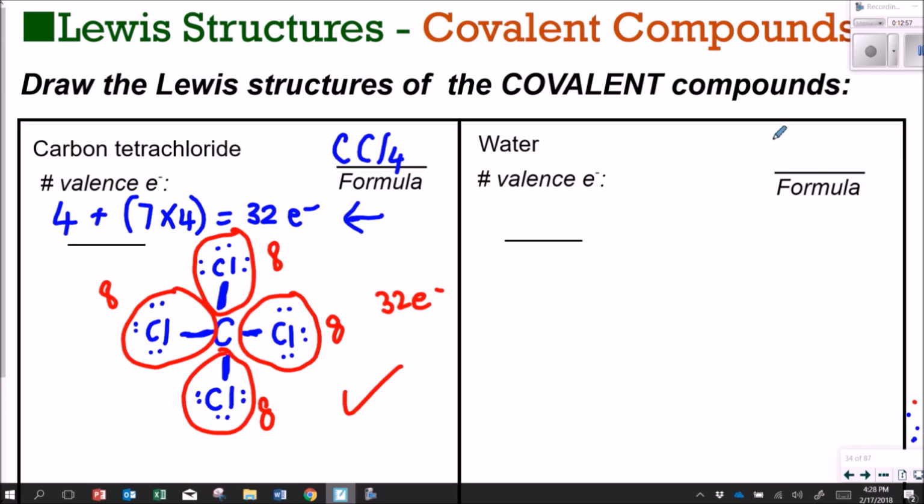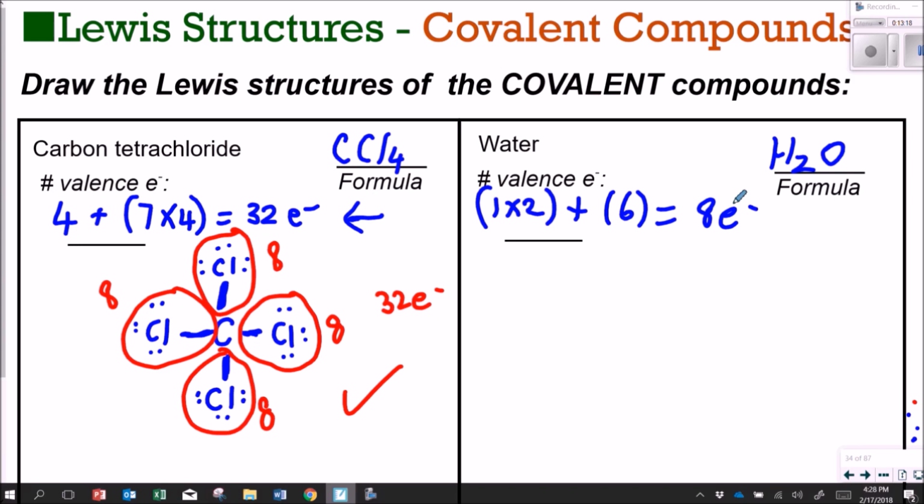Let's try water. Water is H2O. So when I check my available valence electrons, hydrogen has 1 valence electron and we have 2 hydrogens. Oxygen has 6 valence electrons for a total of 8 electrons available.